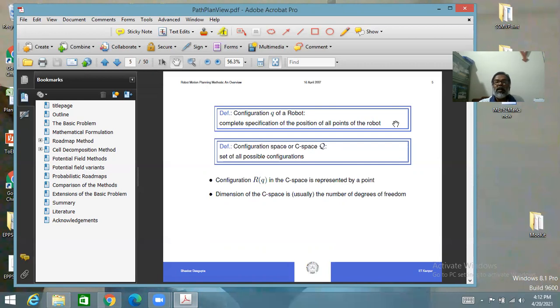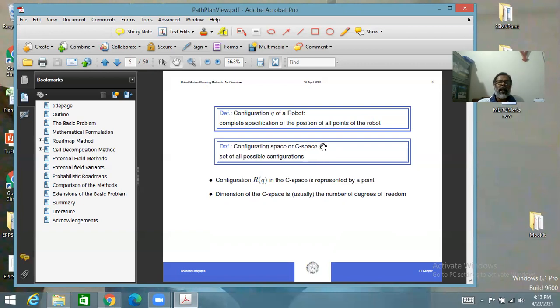Now, all such configurations together constitute what is known as the configuration space or C space. And you denote it with this Q, capital Q. Actually, it is a calligraphic Q. So small q is a configuration, and the set of all such configurations, colliding or not colliding, all that you can think of, that is the configuration space, capital Q.